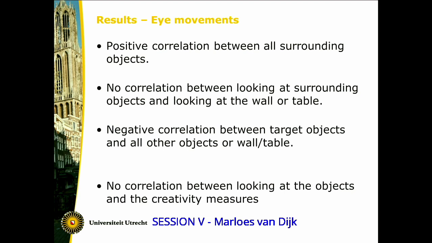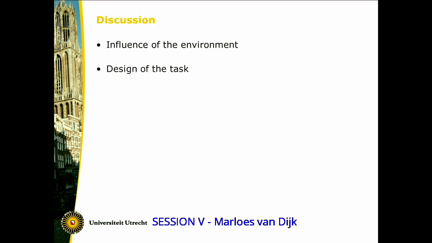What we also found was that there was no correlation between looking at the objects and the creativity measures. So looking more at the objects represented on the table didn't influence either fluency, flexibility, or originality. We did find an influence of the environment, so the richness of an environment does influence creativity, but it might be dependent on the object present on the table or in the room.